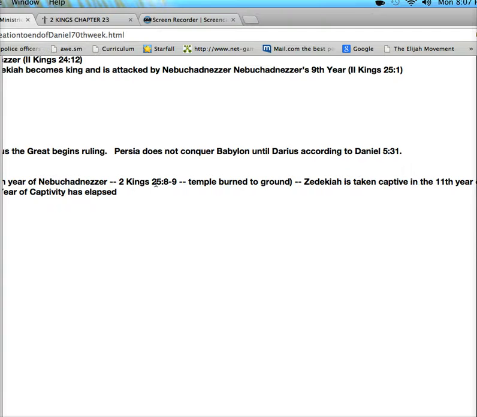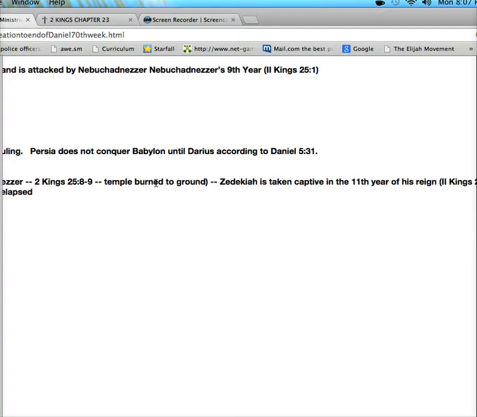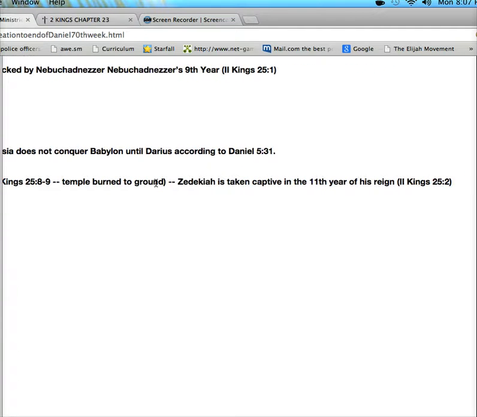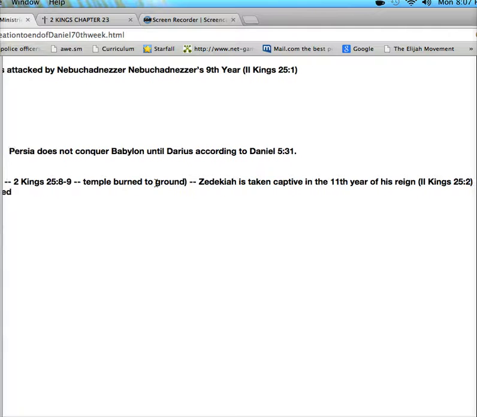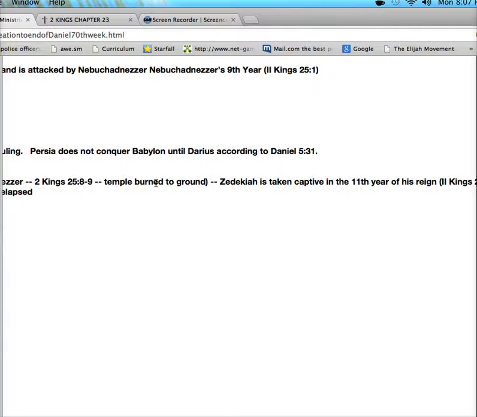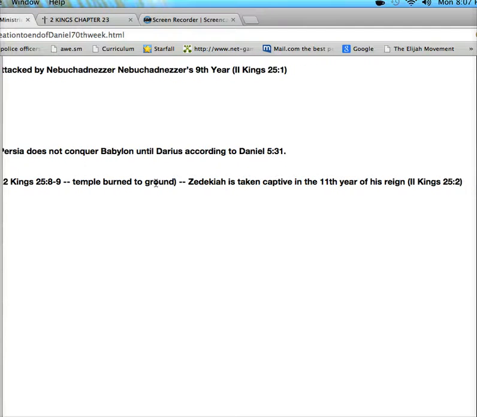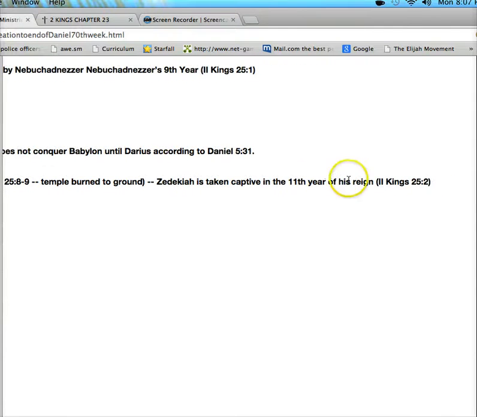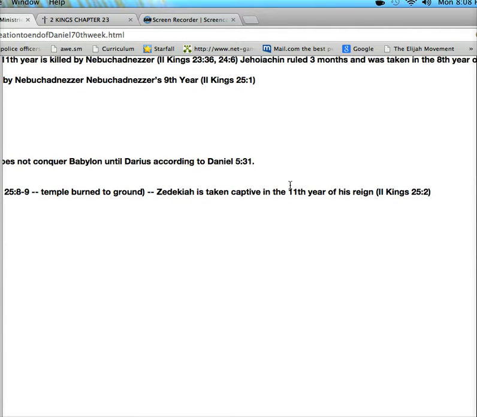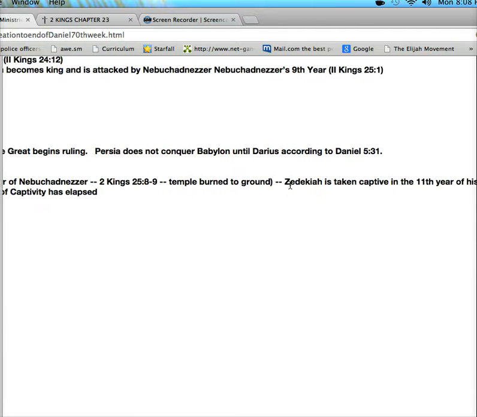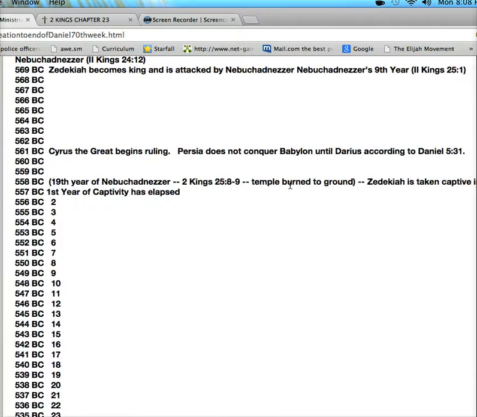2 Kings 25:8-9, the temple's burned to the ground on the 10th of Av. And not the 9th of Av, it's the 10th of Av. Just go to the scriptures, it says it. I don't know why the Jews celebrate the 9th of Av. Anyway, Zedekiah is then taken captive in the 11th year of his reign, 2 Kings 25:2. And then, of course, the 70-year captivity officially begins here in 557.